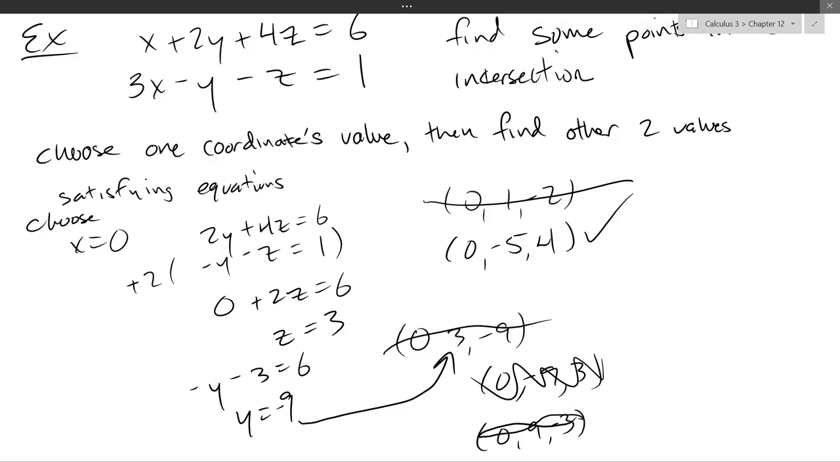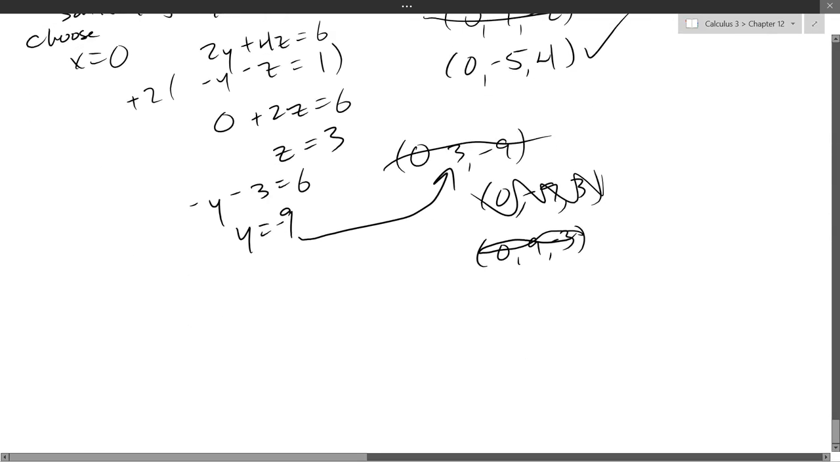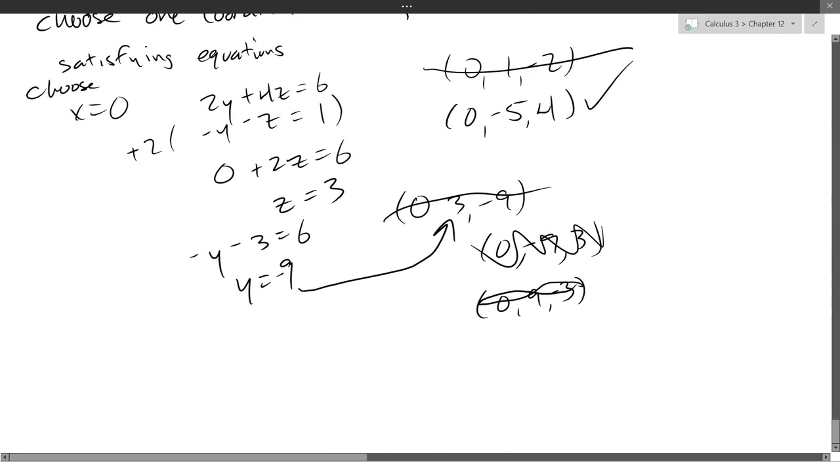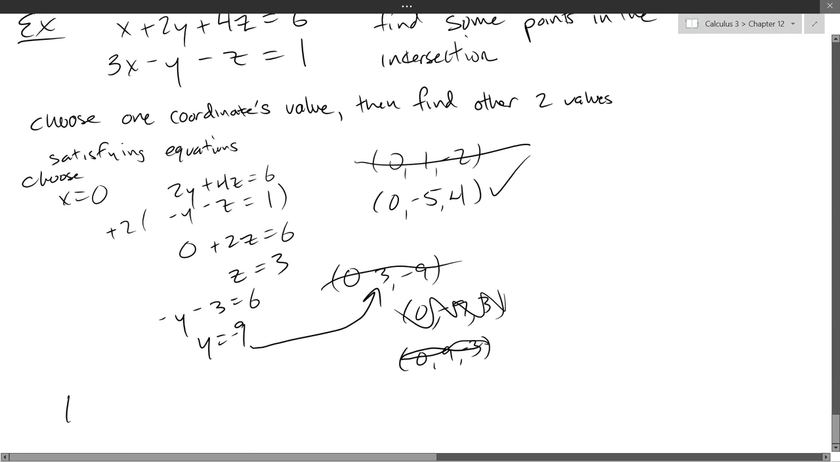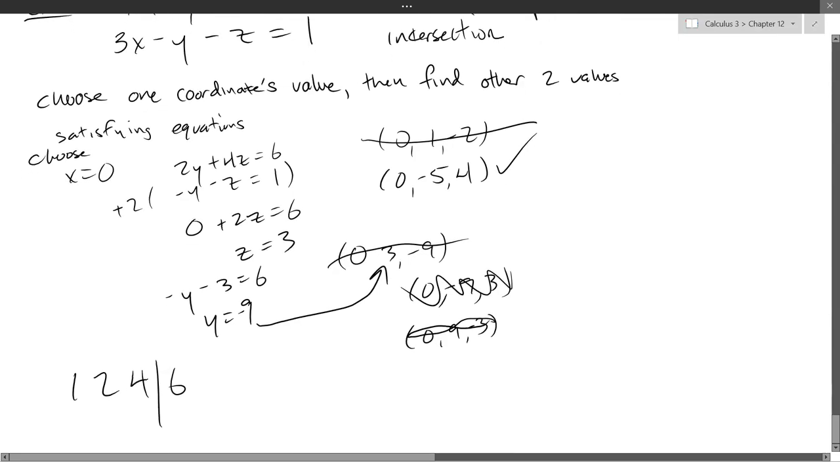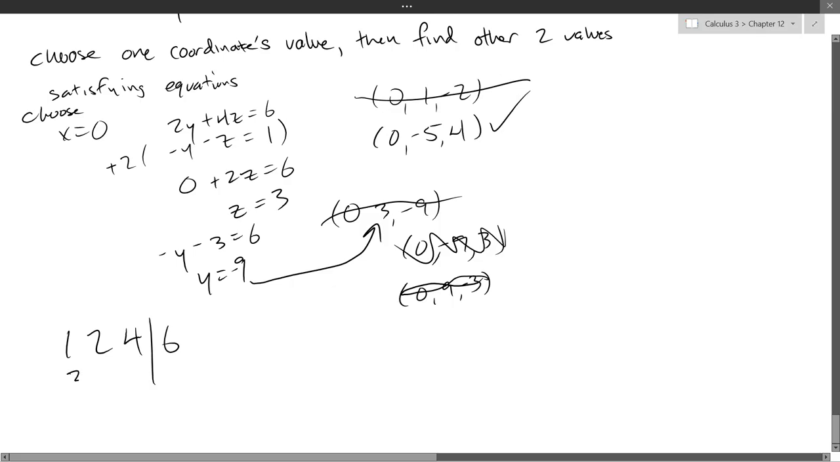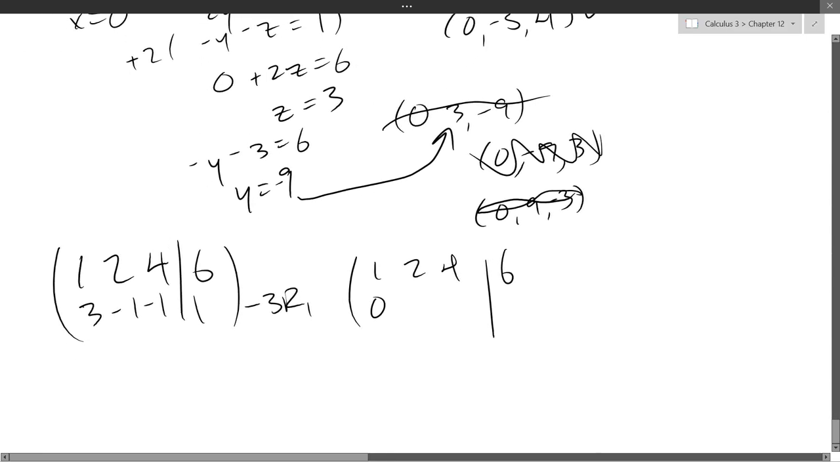What's the right way if you want to get all possible points? So if you do real linear algebra, let's do this the right way. We got about a minute and a half. Let's knock this out the way it should be done. 1, 2, 4, 6, 3, negative 1, negative 1, 1. So we're going to do some row reduction. Minus 3, row 1. So we got minus 6, minus 1, minus 7. Minus 12, minus 1, minus 13. Minus 18, minus 19. Oh, man. It's going to be ugly.